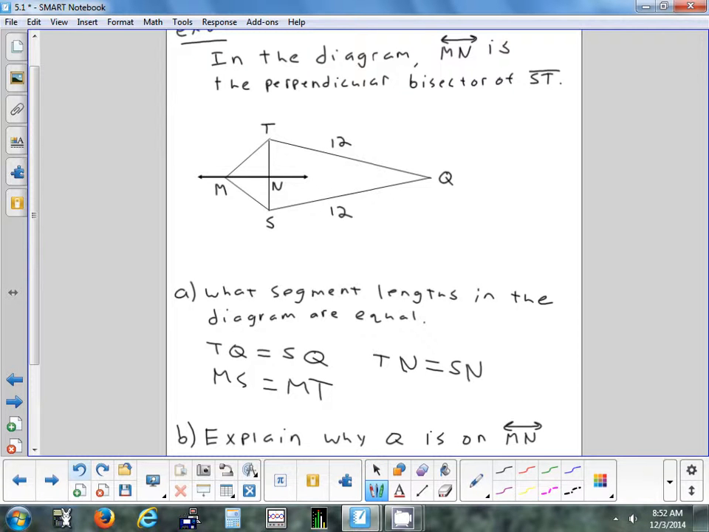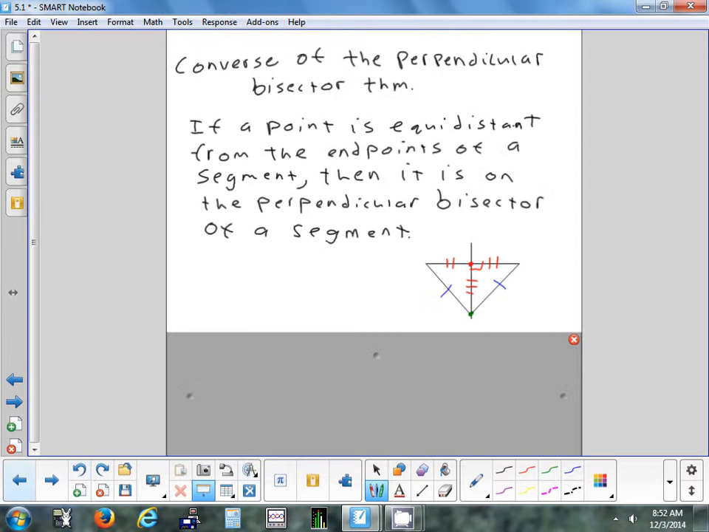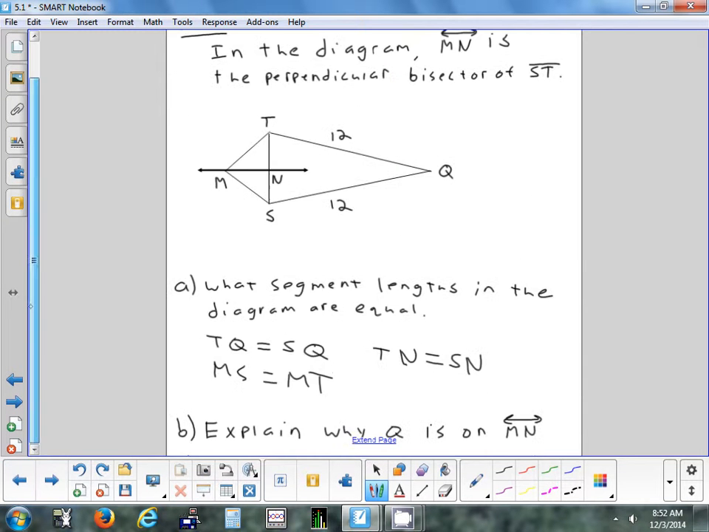Yeah, the converse. Q is equidistant from the endpoints T and S. Q is 12 units from T, it's 12 units from S. If it's equidistant from the endpoints, that proves that it's on the perpendicular bisector of the segment. It's on them, okay?